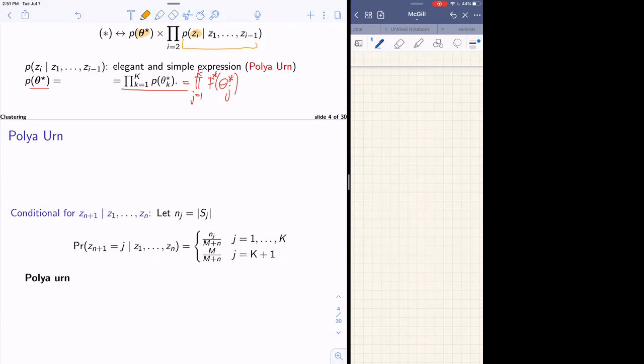Down here you see the probability of the next patient being in cluster j, given all the previous patients. The next patient goes in cluster j with a probability proportional to nj. And the next patient doesn't go into any of the current clusters, but has a new unique value with a probability proportional to m. We are reminded that nj is just the size of the jth cluster. So nj is the number of theta i's that are tied to the jth unique value theta j star.